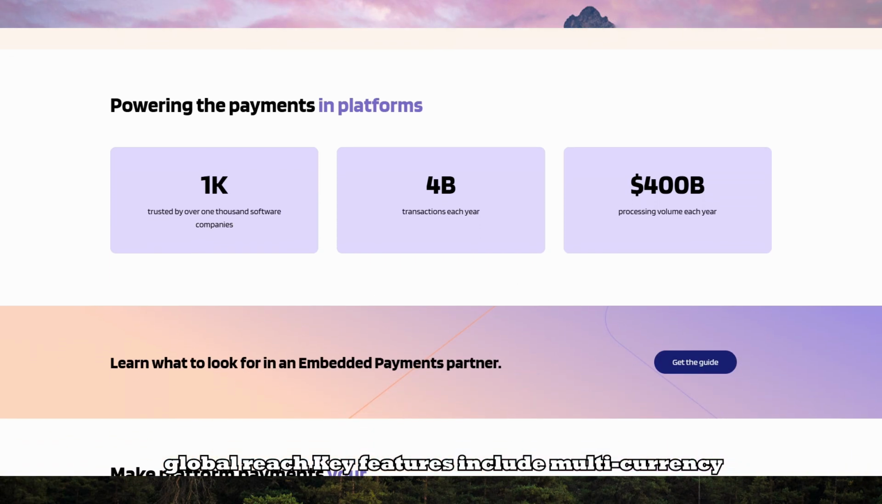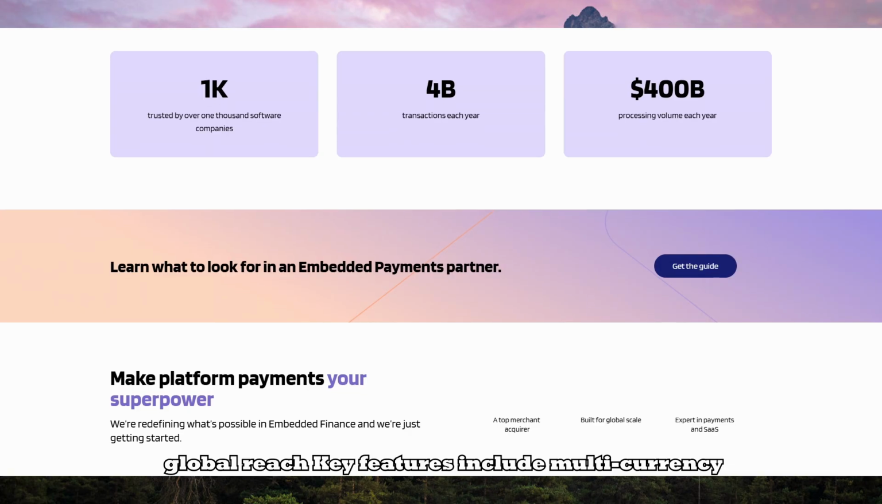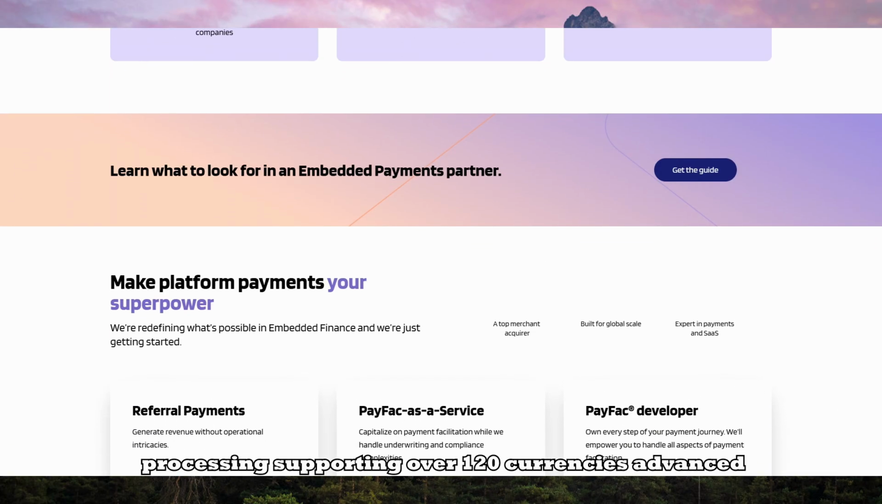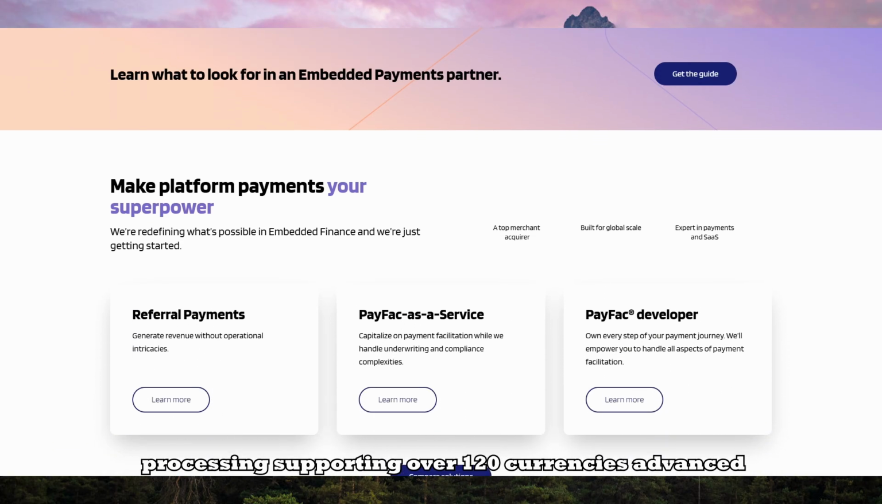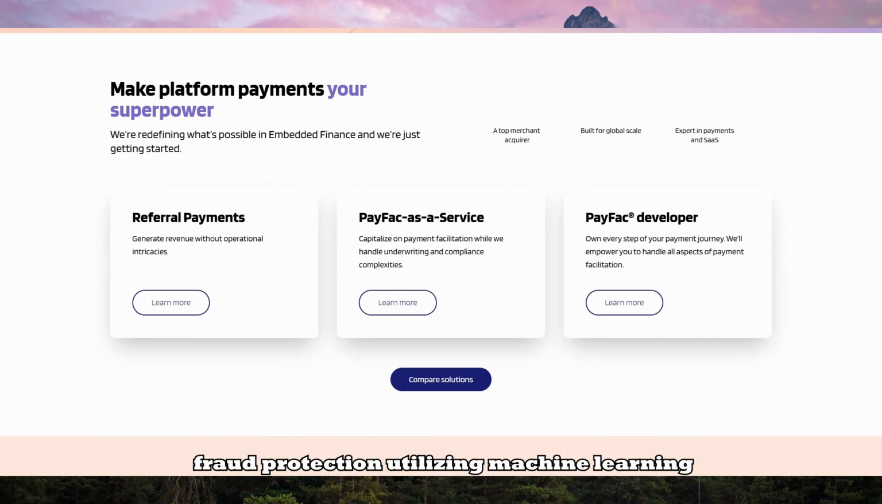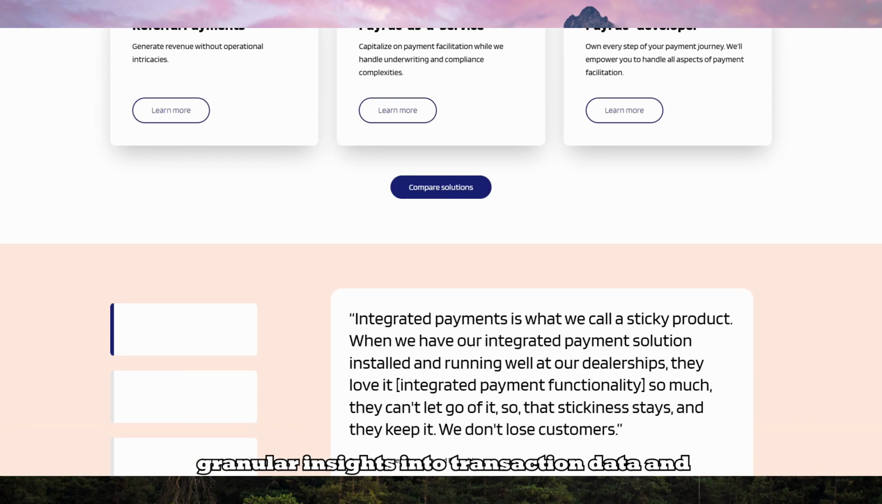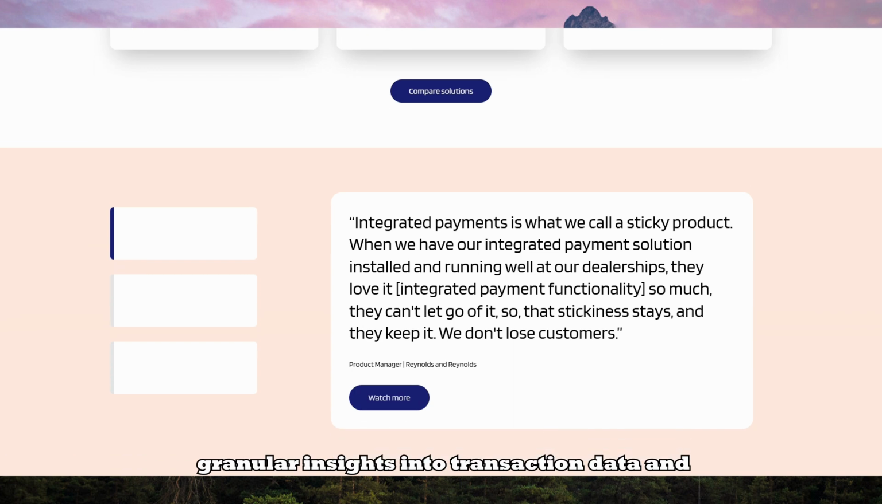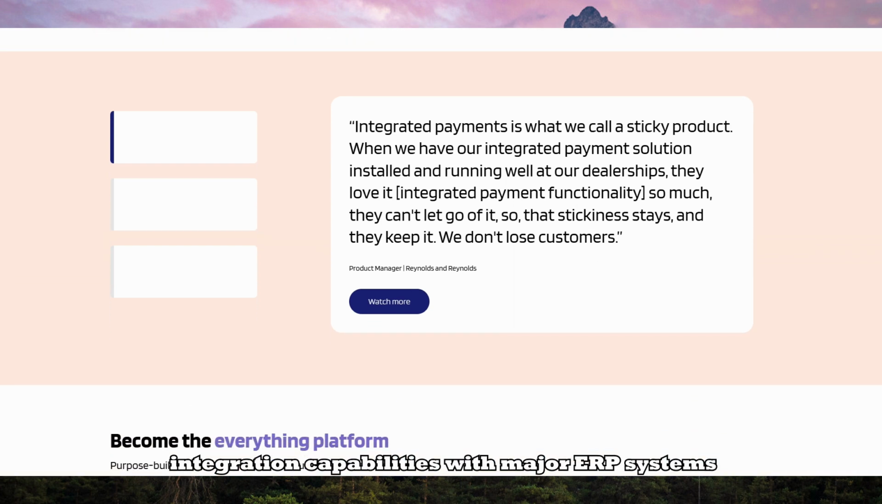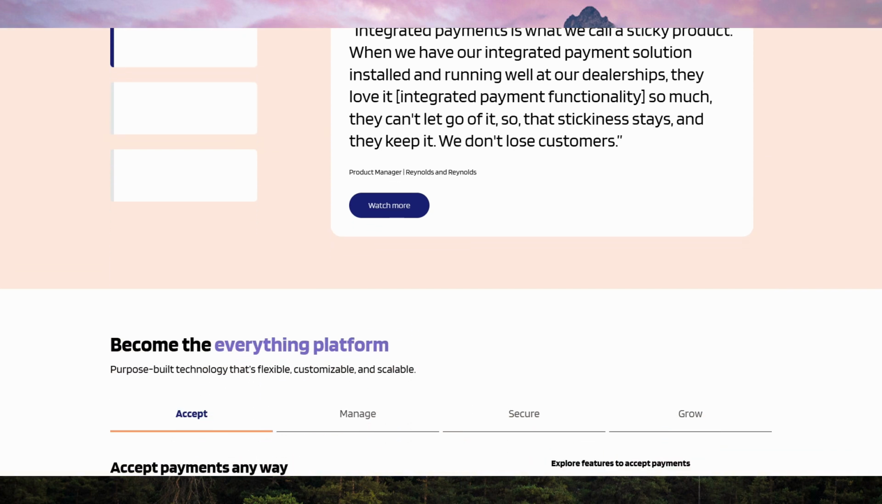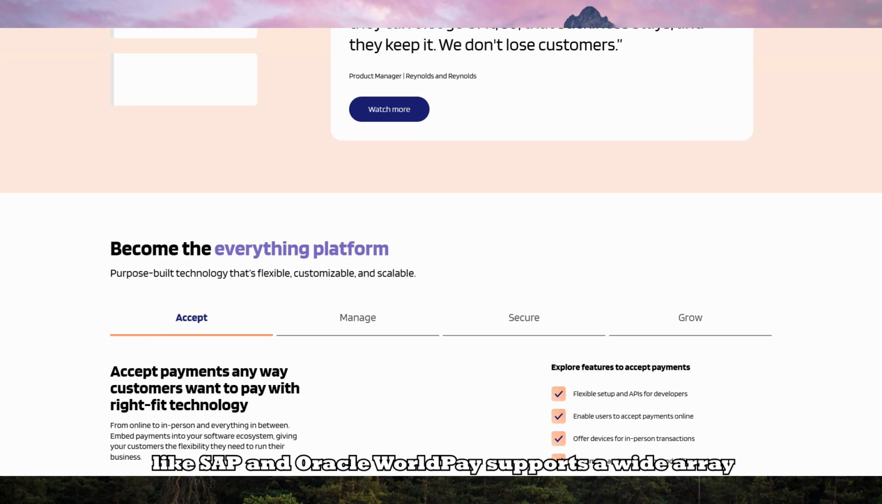Key features include multi-currency processing supporting over 120 currencies, advanced fraud protection utilizing machine learning, customizable reporting dashboards offering granular insights into transaction data, and integration capabilities with major ERP systems like SAP and Oracle.